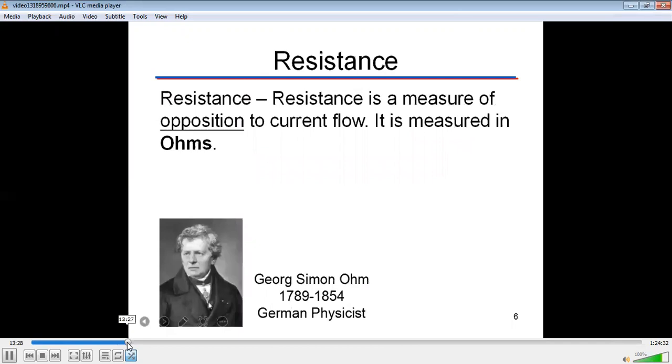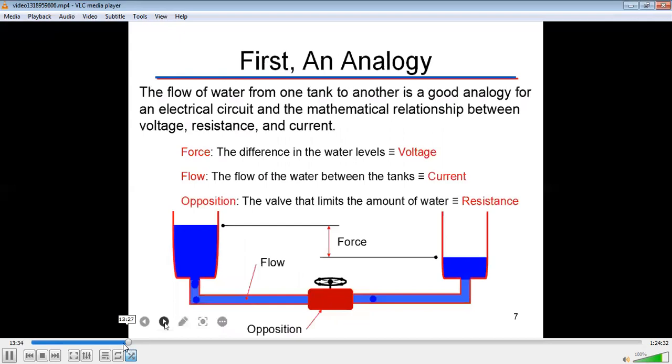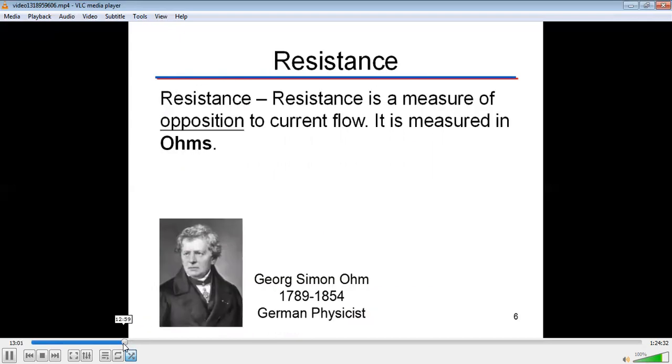Now another one, very important in this lecture: resistance. Resistance is the measure of opposition to current flow. It is measured in ohms. Georg Simon Ohm, lifetime 1789 to 1854, a German physicist, is a famous physicist, and we are actually discussing his law, Ohm's law, here. A little bit later, we will discuss it.